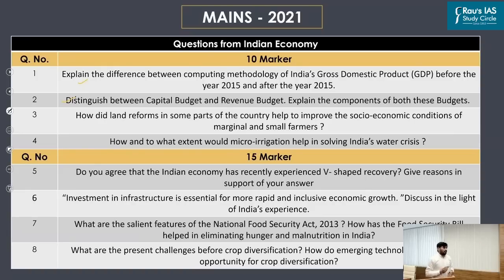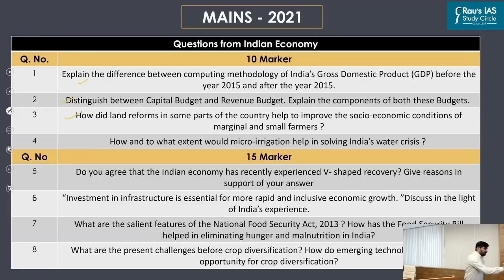The next question was with respect to what extent the land reforms have been able to improve the socio-economic conditions of the small and marginal farmers in India. This question directly asks from your syllabus. In your syllabus, you have a topic of land reforms. So directly from this particular syllabus, they have asked this question as to what extent the land reforms have been able to improve the socio-economic conditions.